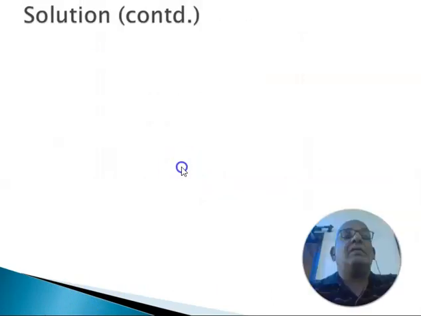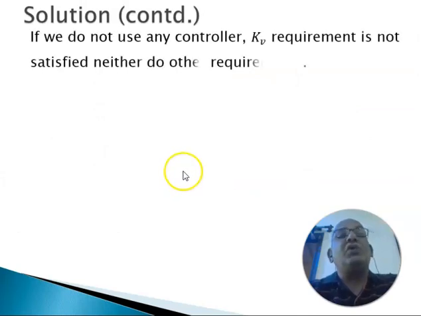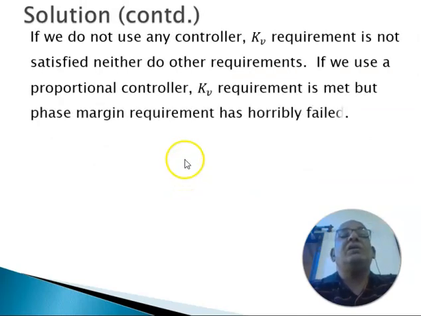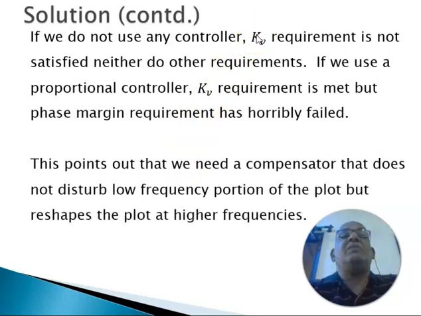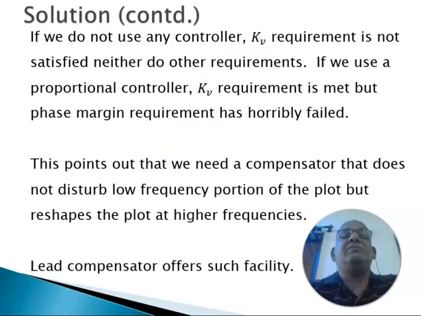So if we do not use any controller, the velocity error requirement is not satisfied. Of course, neither are the others, that is the settling time and other requirements. None of them are met except Kv. But if we use a proportional controller, the Kv requirement is met, but the phase margin requirement horribly failed.